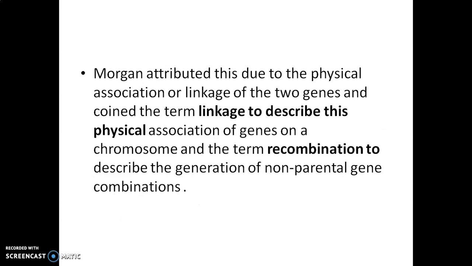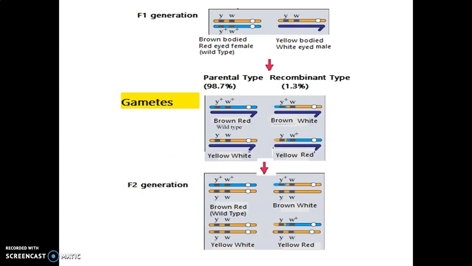And Morgan attributed his findings to the physical association or linkage of the two genes, and coined the term linkage to describe this physical association of genes on a chromosome, and the term recombination to describe the generation of non-parental gene combination.